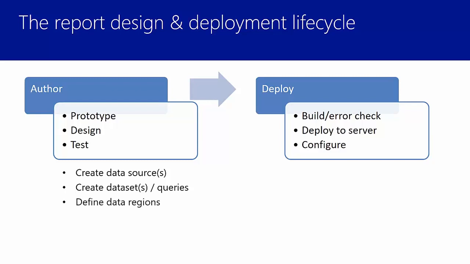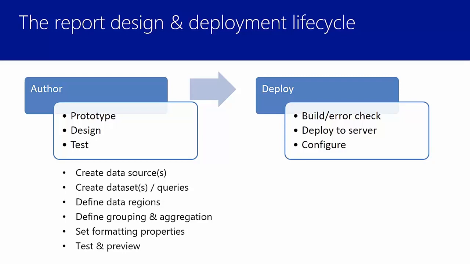We define data regions. Data regions are objects within the report design experience that consume a data set and then render out some content. Simple data regions are things like tables and matrices. We define groups and aggregation within those groups. And then we set formatting properties. And then finally we test and preview the report and make sure that it works in the design environment.